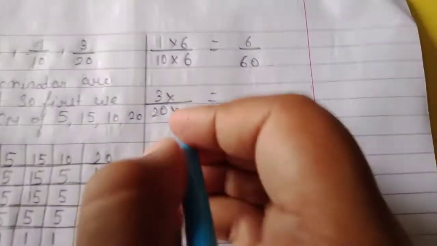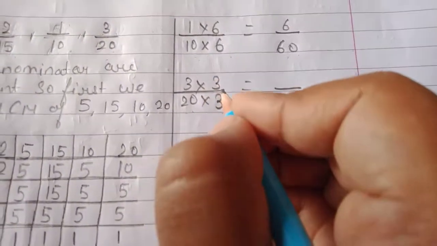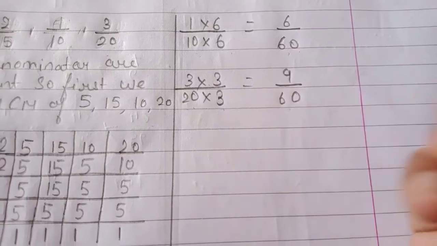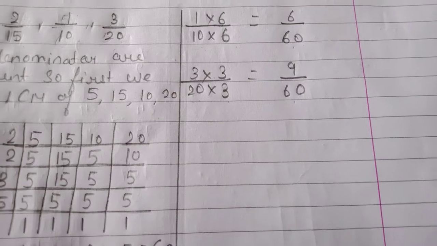3. So we will multiply here by 3. 20 3s are 60, and we will multiply 3 in the numerator also. 3 3s are 9. Okay. So now we have made all the denominators 60, 60 and 60.